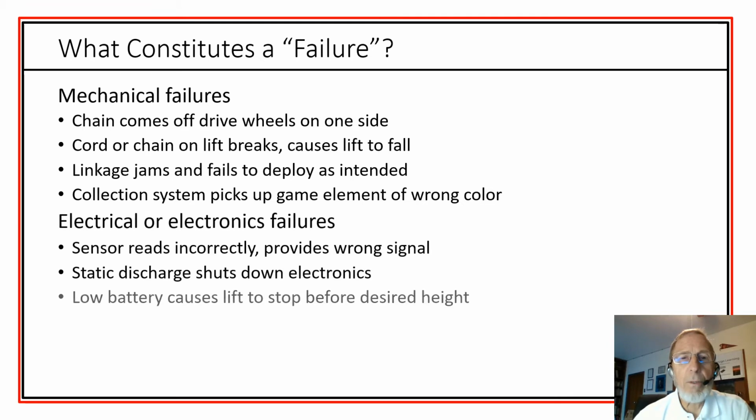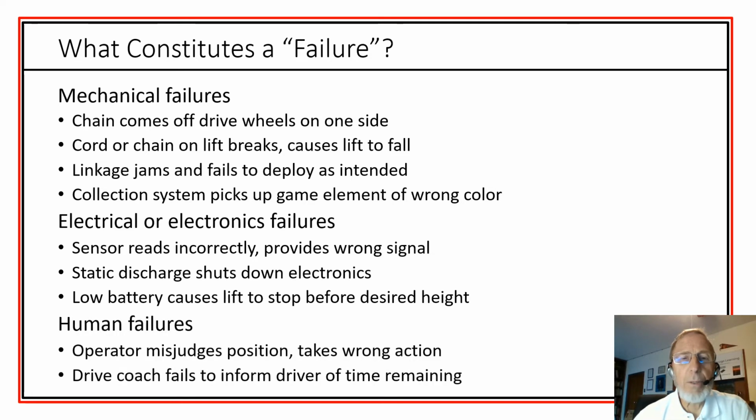There are also electrical failures. Sometimes you have sensors that read something incorrectly. Sometimes we have static discharge build up, and then suddenly the discharge occurs and it shuts down our electronics. That's a serious failure. Sometimes it's just a matter of not paying proper attention to our battery charge, which falls to the point that things don't function as intended.